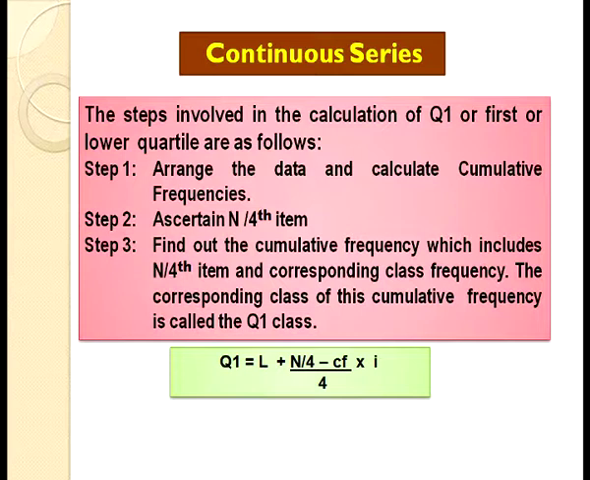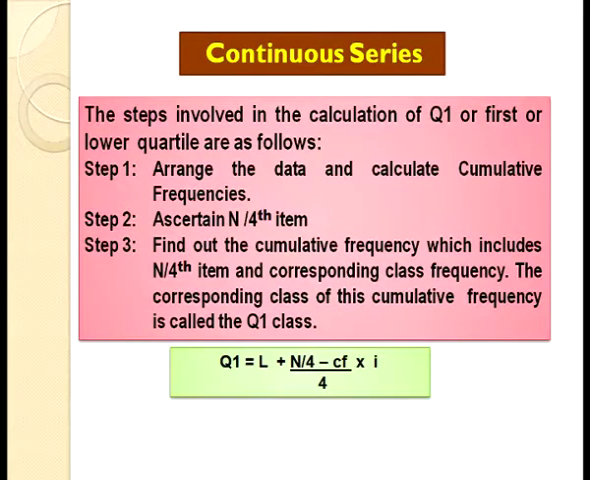So in step 3, what we are doing? We are looking for the n by 4th item in the cumulative frequency, and the corresponding class would be the Q1 class. Once we have identified the Q1 class, then what we are going to do? We are going to put the formula and put the values.